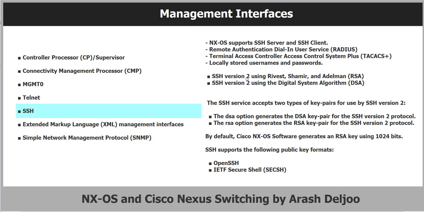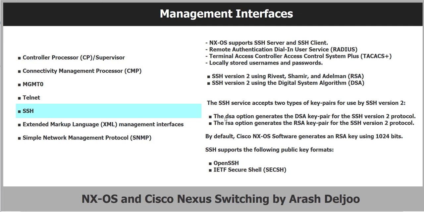SSH version 2 using Rivest, Shamir, and Adelman or RSA public key cryptography, which I will show you in this video, and SSH version 2 using the Digital Signature Algorithm or DSA. Be sure to have an SSH server key pair with the appropriate version before allowing the SSH service. You can generate the SSH server key pair according to the SSH client version used. The SSH service accepts two types of key pairs for use by SSH version 2.